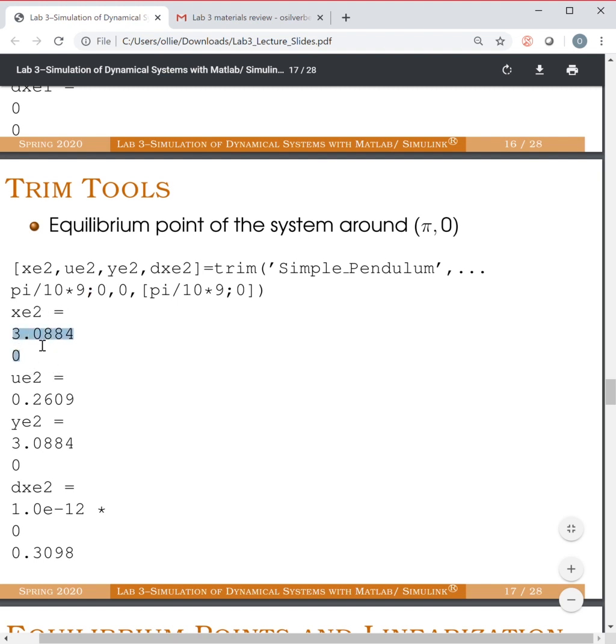So we're off by, I don't know, 0.06. So pretty dang close. Even though we started a little bit below, it was able to find that closest equilibrium point.